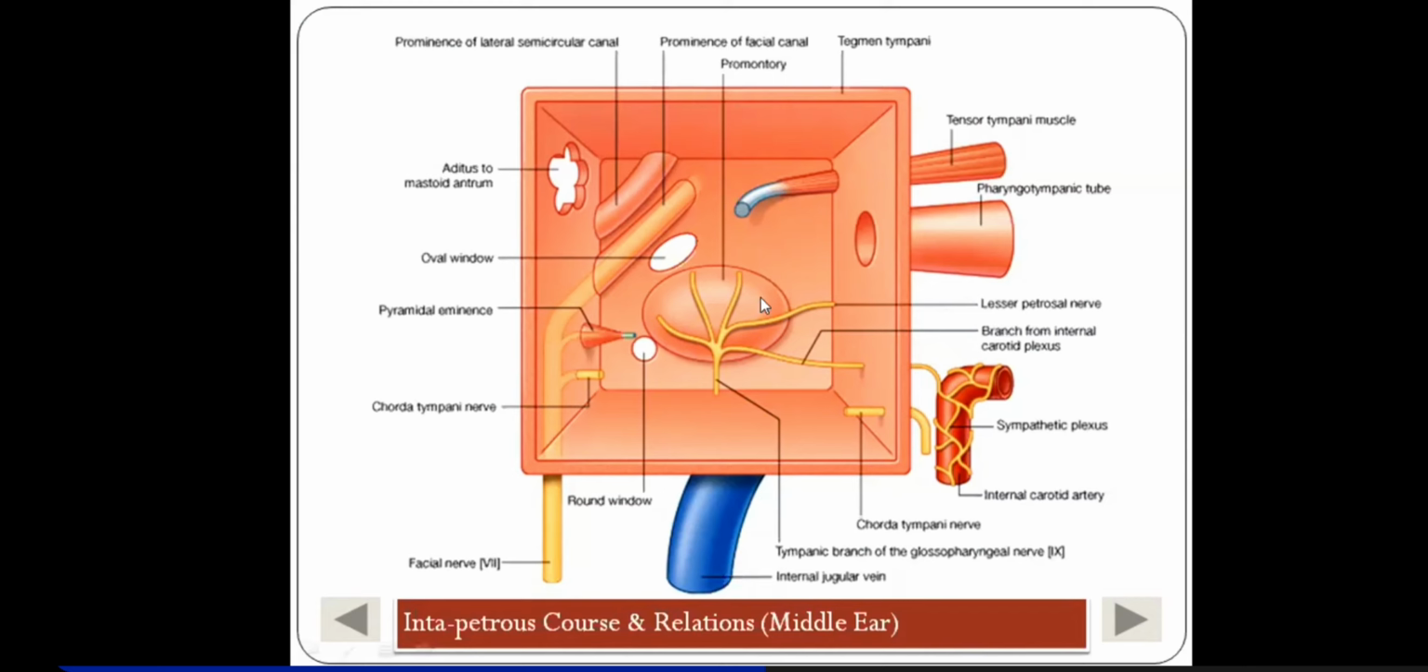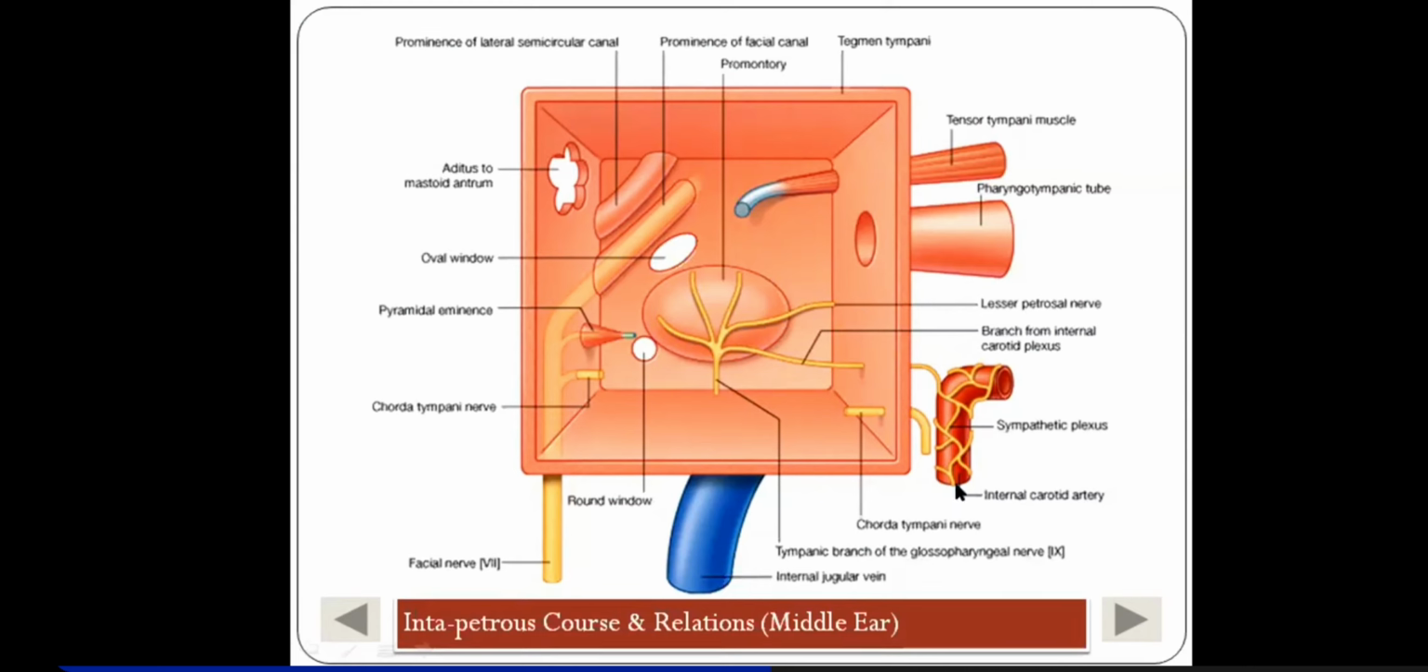Okay, so now on the medial wall you find this bulging, the promontory, and the tympanic branch of the glossopharyngeal nerve enters here and forms a tympanic plexus, and this tympanic plexus gives the lesser petrosal nerve. Remember, for the otic ganglion, this will pass from here and will emerge out in the middle cranial fossa through the hiatus for the lesser petrosal nerve.